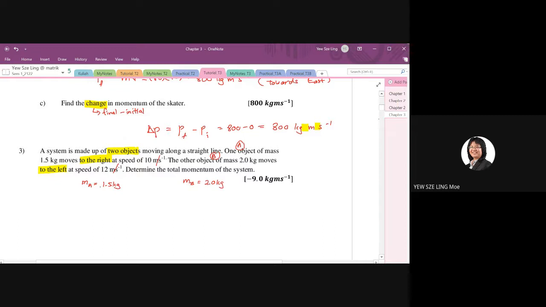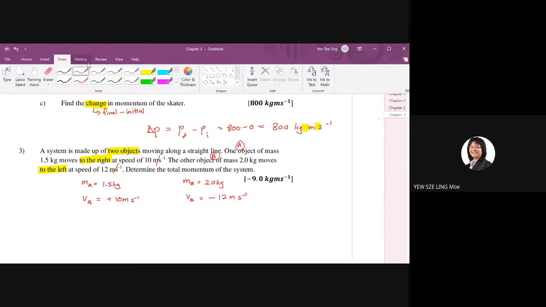All right, and then VA now. VA, it tells you object is moving to the right. So VA is positive 10 meter per second. And then VB is to the left. So negative, you need to include the negative. All right, negative 12 meter per second.